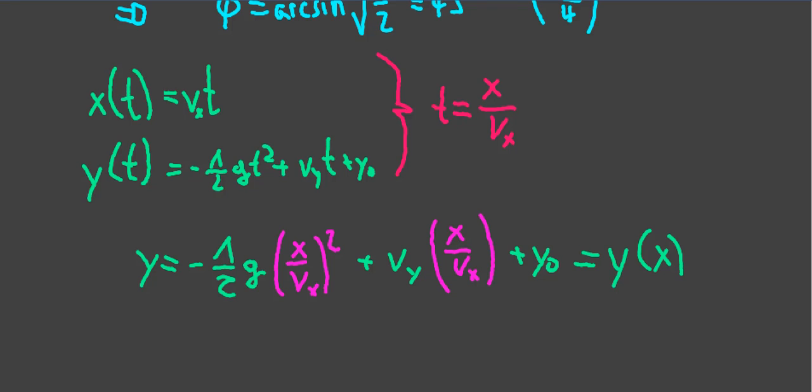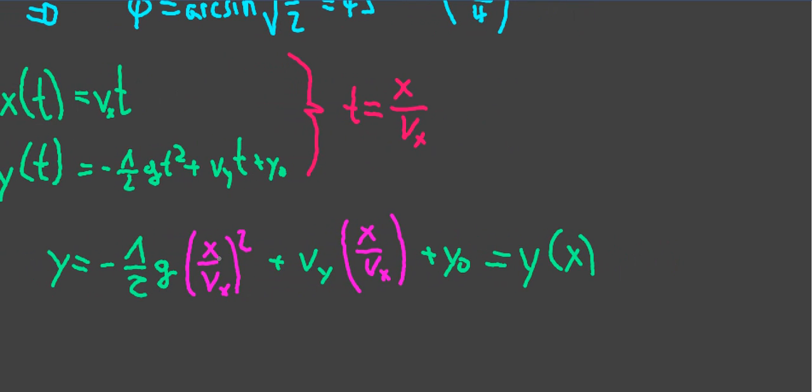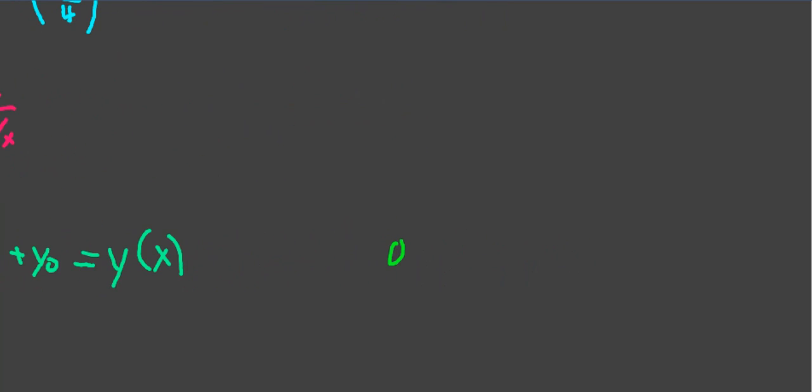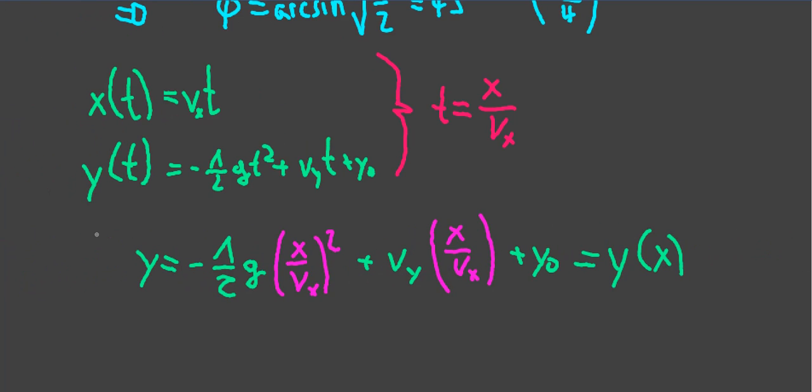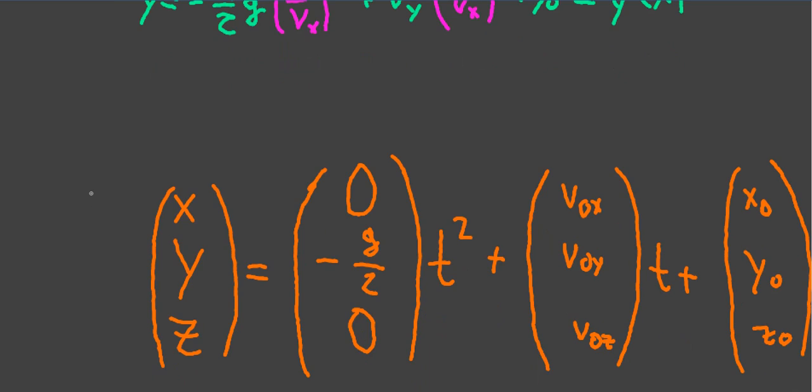Why is it a parabola? Well, it has an x squared here and no x there. So it's actually in the form of a times x squared plus b times x plus c. That's the normal form of a parabola. So now let's talk about the vectors, and here we see how we do the whole thing with vectors.